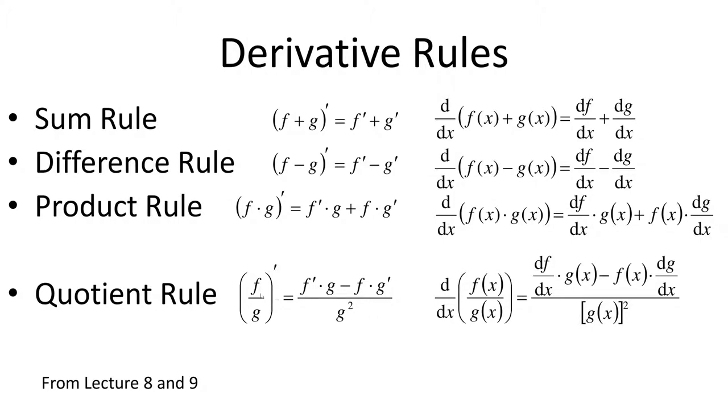And then we also have the quotient rule. So we have a rational expression, f over g. It's the derivative of the top times the bottom minus the top times the derivative of the bottom, all over the bottom squared.